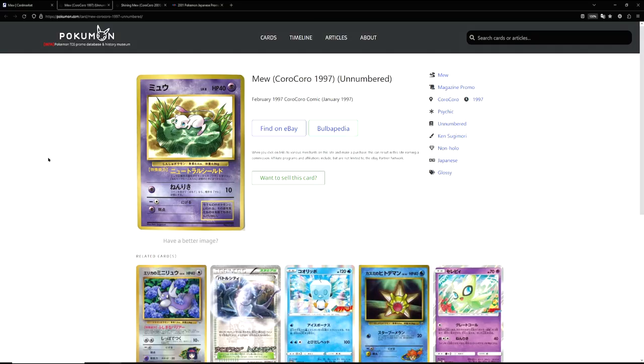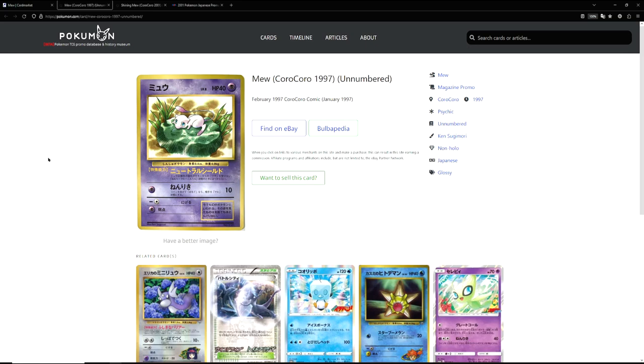Now next up, I do believe this is the oldest Mew card on this list, actually the first Mew card to ever be released. It's the Mew from the Korakora comic back from 1997, an unnumbered promo that just goes to show how old this card is. Also talked about as the Lily Pad Mew.